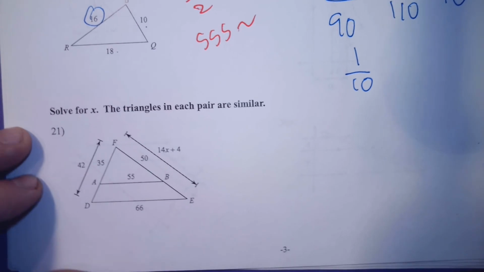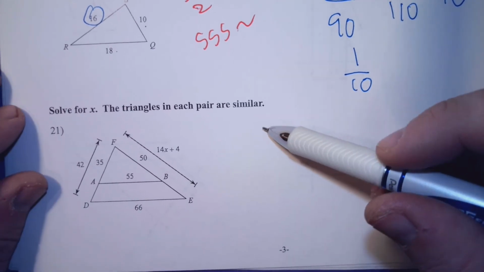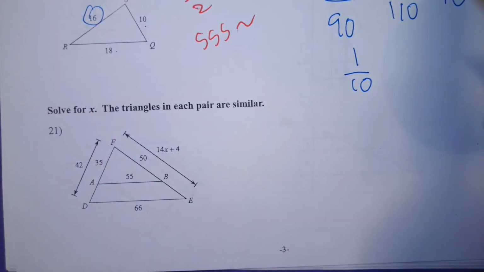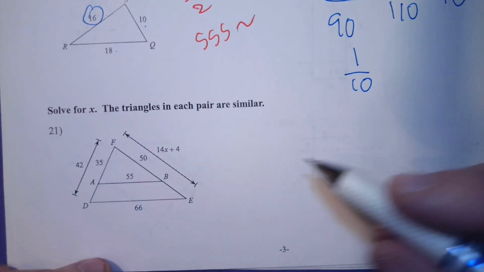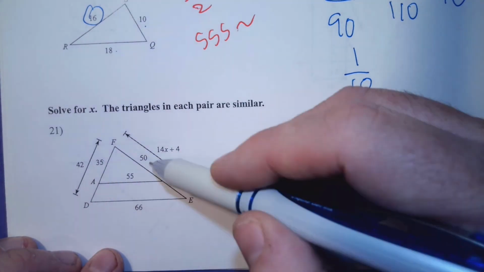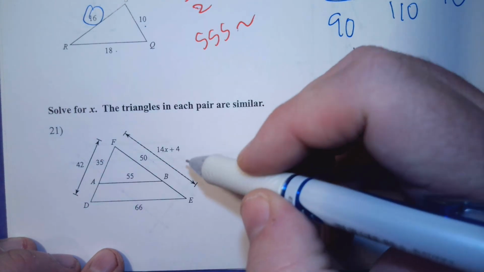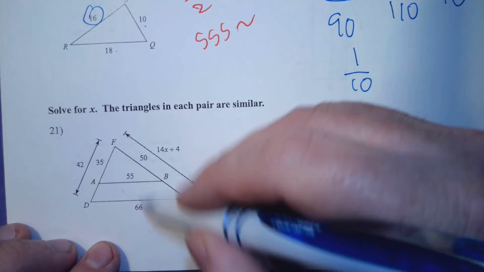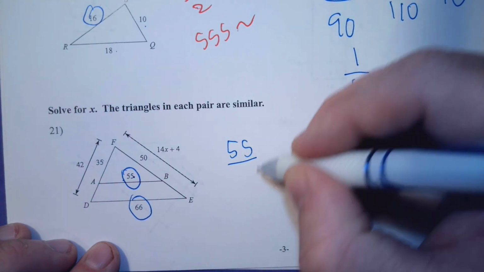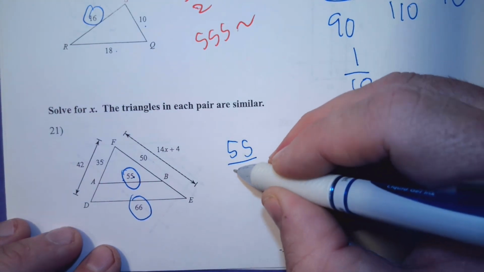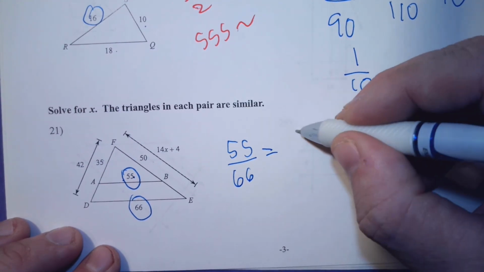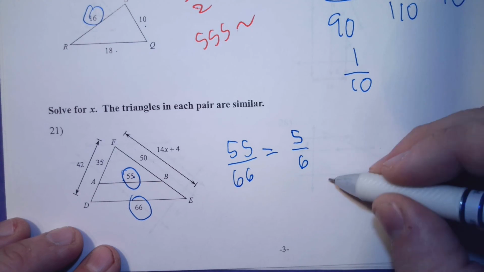21. The triangles in each pair are similar. Okay, so we're talking about this triangle and this triangle. So we got to solve for x. There's multiple ways to do this, but what I usually like to do is compare the big one and the small one. So I could get a scale factor first, from big to small. 55 over 66, which reduces to 5 over 6. So that's my scale factor.